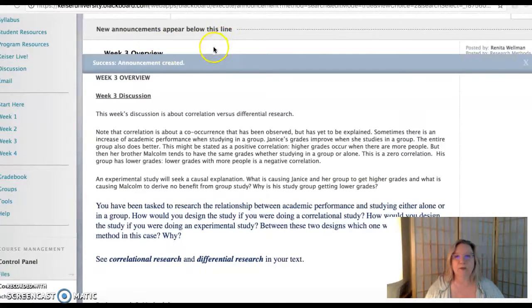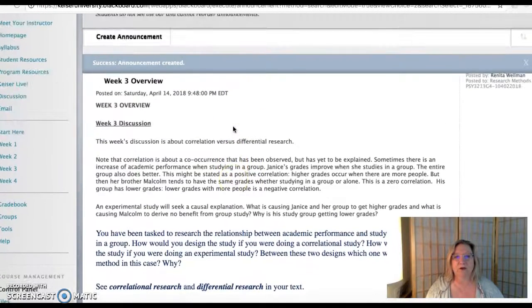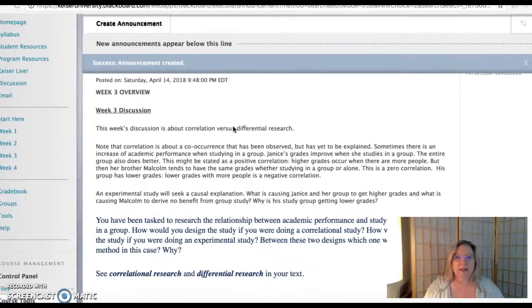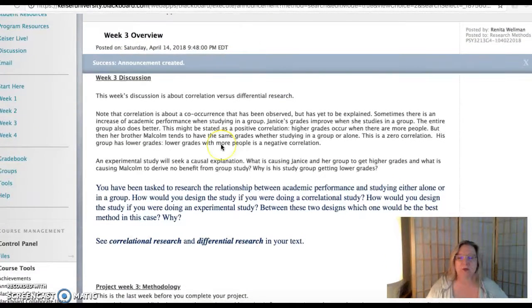And this week you're going to be looking at this overview I'm showing you right here. What I decided to do is point out the difference between correlational research and experimental research, but we could also call it the difference between correlational research and differential research. That would be in your textbook, and you'll see that conducting correlational research is on page 151, and then it goes right into differential research on page 155.